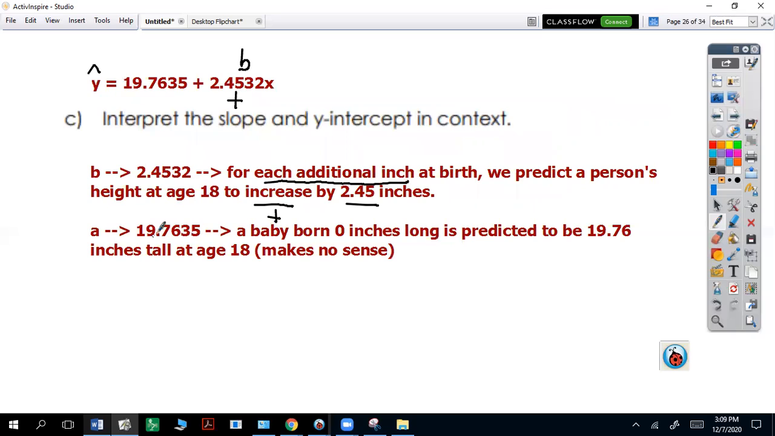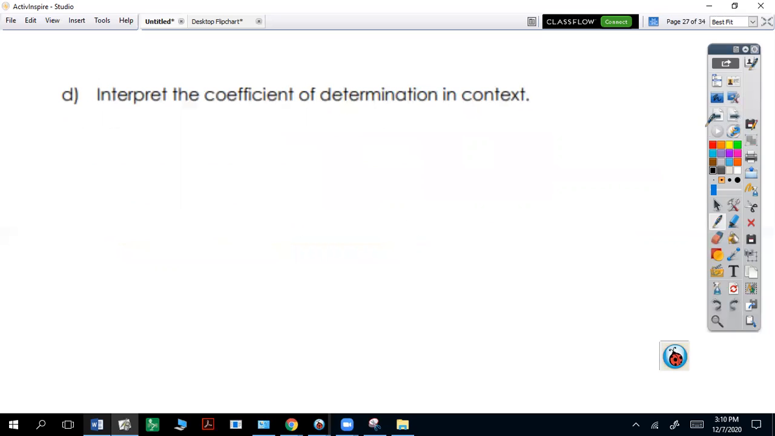For the intercept, that's your starting value, right? So in this case, a baby born 0 inches long is predicted to be 19.76 inches tall at age 18. Of course, that doesn't really make any sense, right? So not everything is going to really have context to it, but that is how you interpret those in these settings. All right, letter D, interpret the coefficient of determination in context.